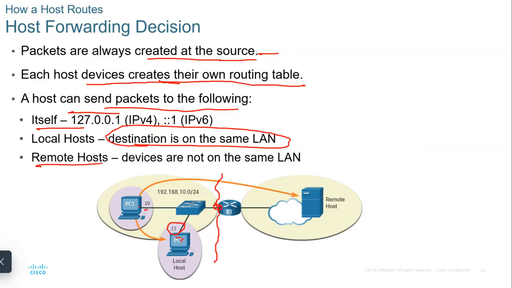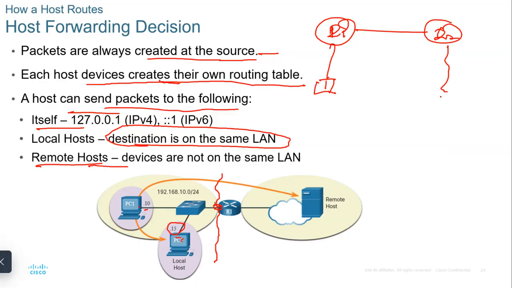Then we have remote host. Remote host is on another network. For example, we have this router 1 here connected to a PC. Then we have another router, router 2, connected to PC2. When you look at this link here, it's not directly connected here. So it qualifies this network to be called a remote network.